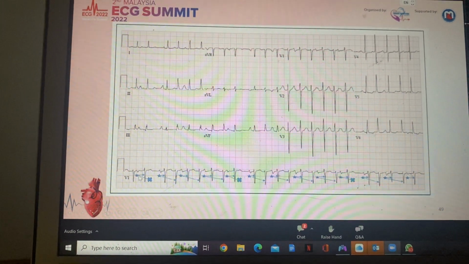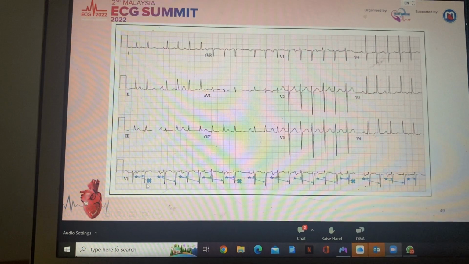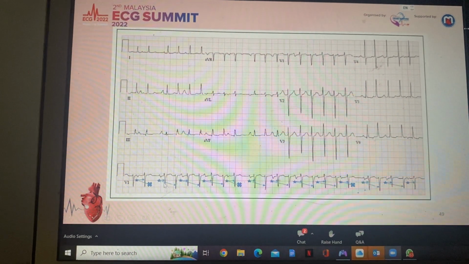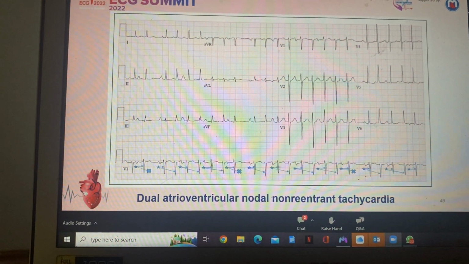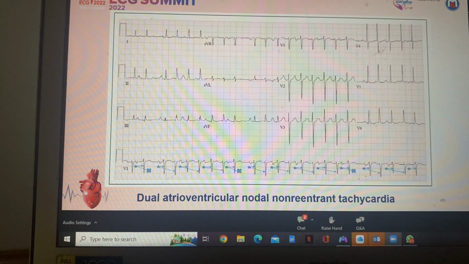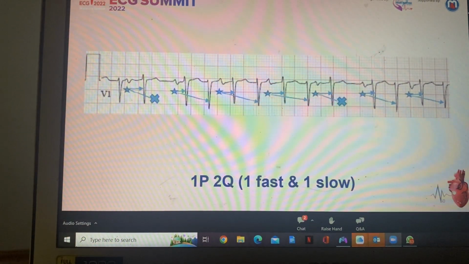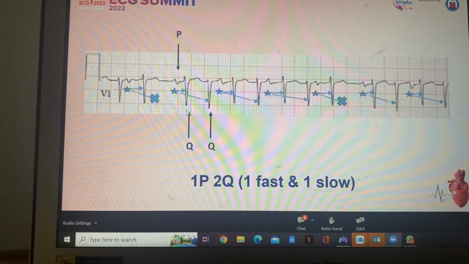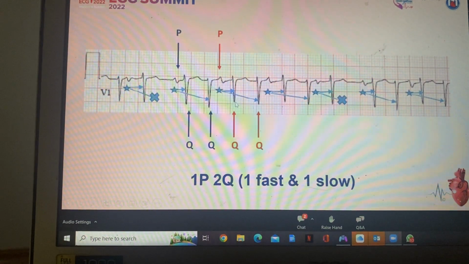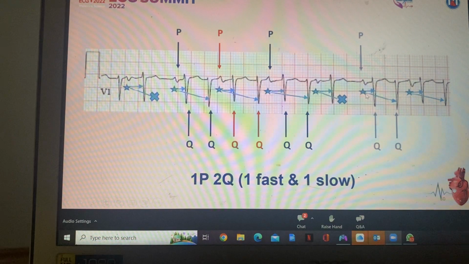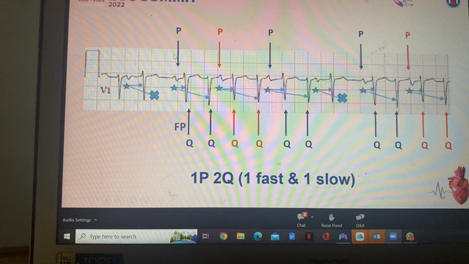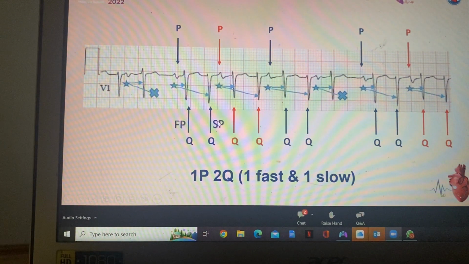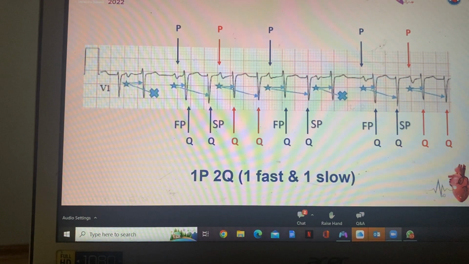If you notice, there's 1 P and then 1 QRS here, and 1 P and 2 QRS. Sometimes we call this dual AV nodal non-reentrant tachycardia. Don't worry so much about the name. To make it simple, sometimes we call it 1P, 2Q. So if you see 1 P here, there are 2 QRS complexes. Can you see that? What it means is one sinus beat conducts down the fast pathway and also conducts down the slow pathway, and so on and so forth.